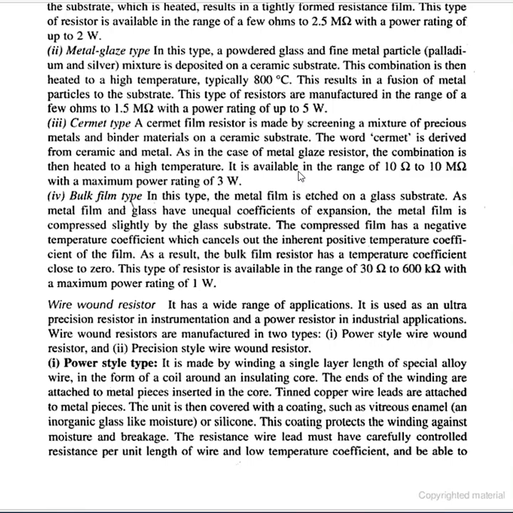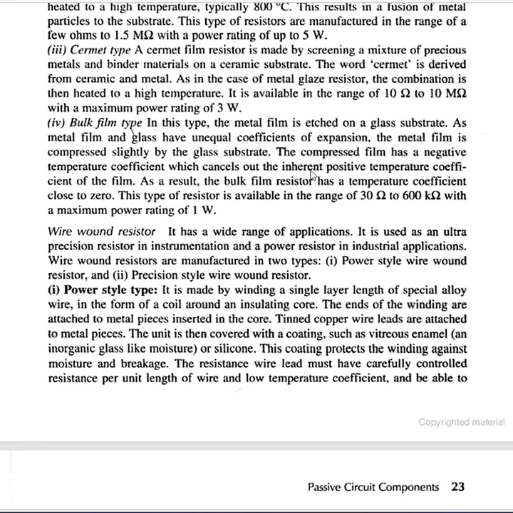Bulk film type. In this type, the metal film is etched on the glass substrate. As a metal film and glass have unequal coefficients of expansion, the metal film is compressed slightly by the glass substrate. The compressed film has a negative temperature coefficient which cancels out the inherent positive temperature coefficient of the film. As a result, the bulk film resistor has a temperature coefficient close to zero. This type of resistor is available in the range of 30 ohm to 600 kilo ohm with a maximum power rating of 1 watt.